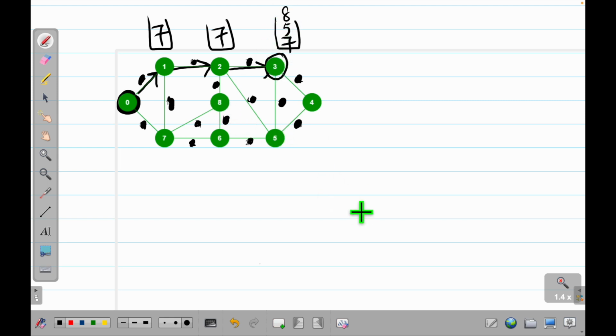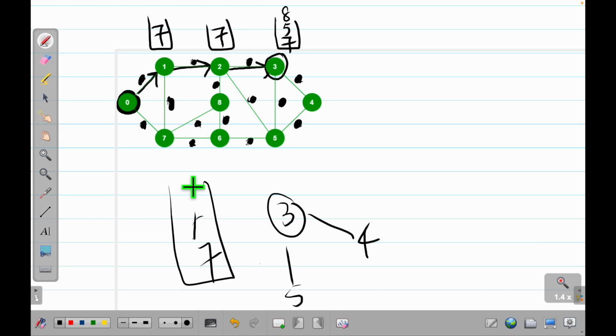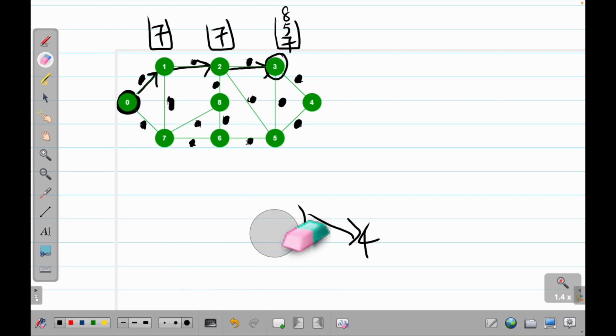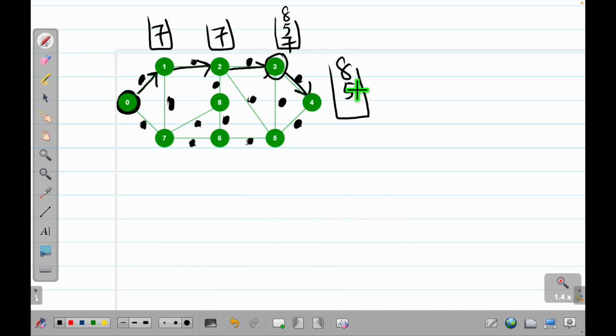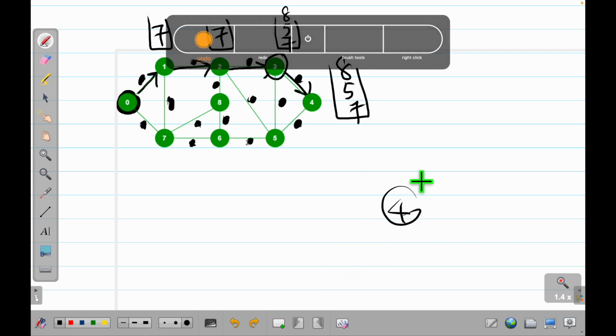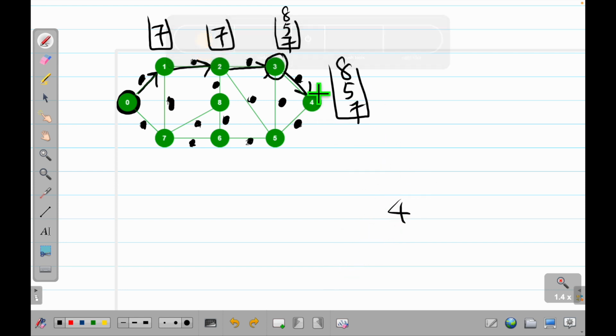Now we're at 3. What's next? At 3, what do we see? 4 and 5. Look at the box. 5 is inside the box, so we don't go to 5. We go to 4. That means we have no choice, we can only go to 4. So we go to 4 and carry the whole box. At 4, we can see 5. 5 is already in the box, so we cannot go to 5. So in this case, we reach the end for this particular path.